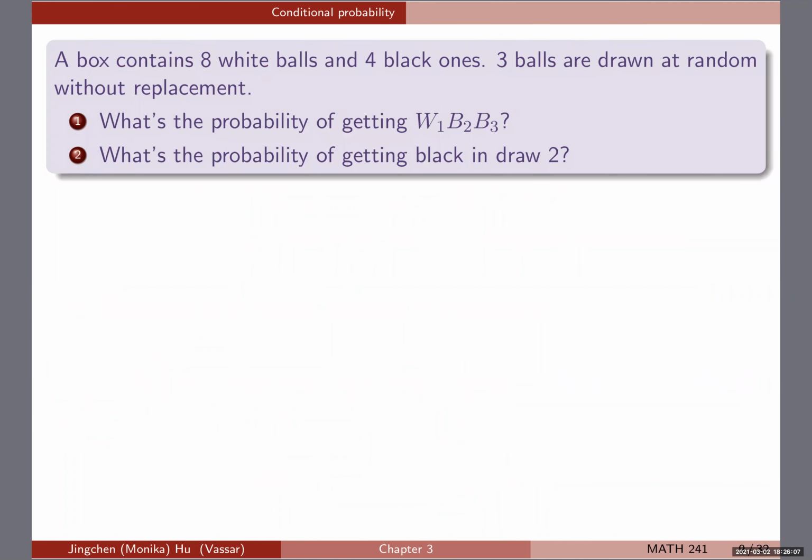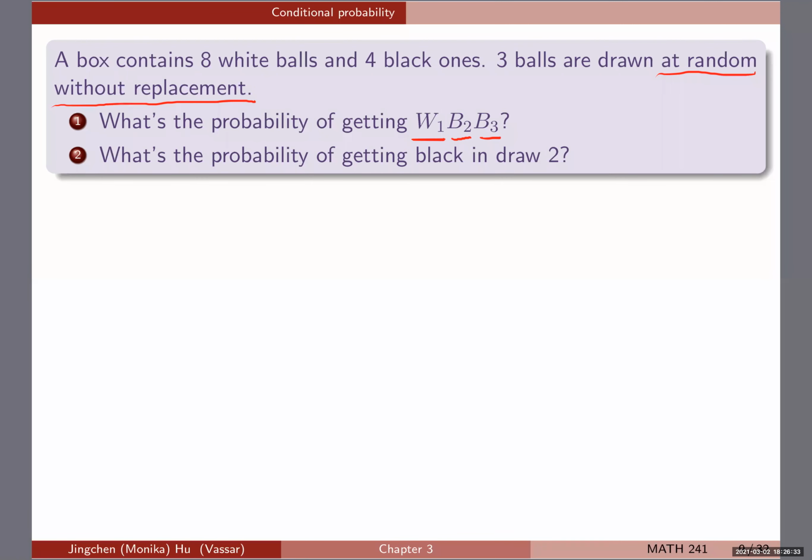A box contains 8 white balls and 4 black ones. 3 balls are drawn at random without replacement. Again, key term, at random without replacement, meaning that we take 1 ball out and we don't put it back before we draw the next ball. So the question has 2 parts. What is the probability of getting, so here it's saying that the first one is white, the second one is black, and the third one is black.